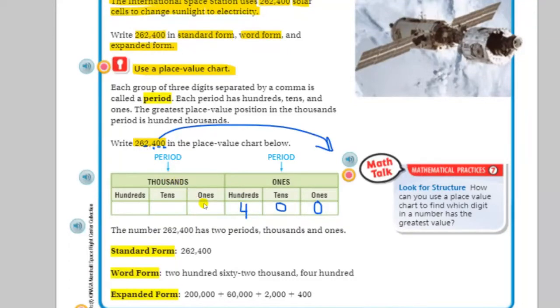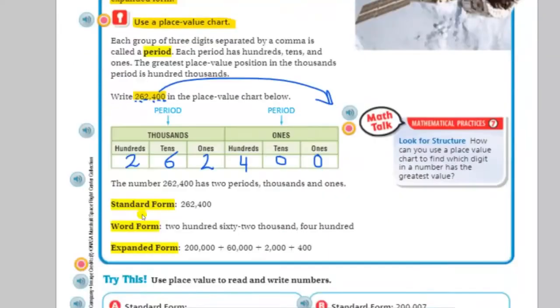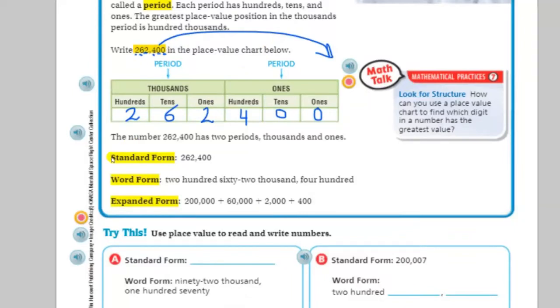2 in 1000s place. 6 in 10,000s place. And finally 2 in 100,000 place. So we are going to see how can we write this number in the three forms.